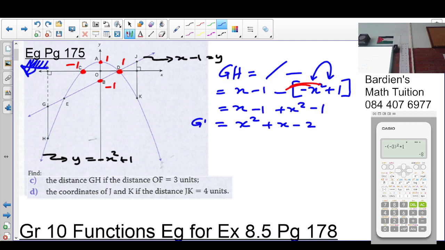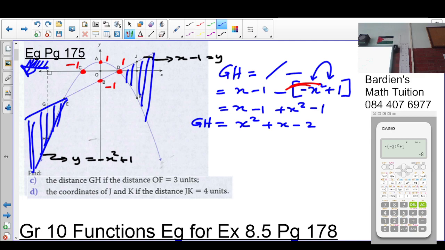This is GH. This is what we call the algebraic expression for the distance between those two graphs, provided that the straight line is on top of the parabola. So anywhere here, it will follow that formula, x squared plus x minus 2. And anywhere here, it follows the same formula, provided the straight line is on top of the parabola.